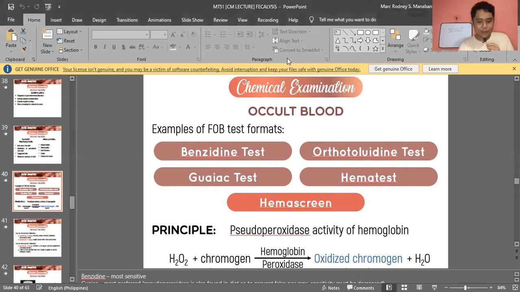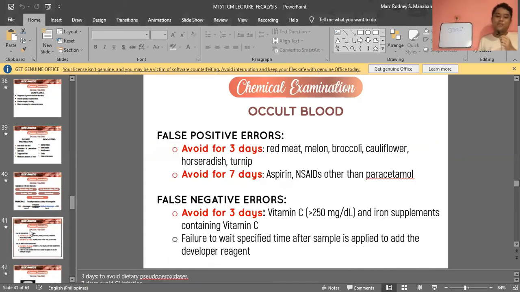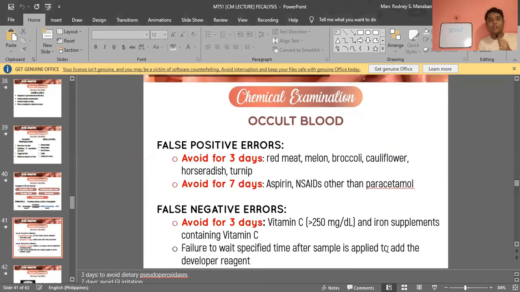Again, what are the possible causes of false positive? You already know: for 3 days, your diet itself, because these foods may contain natural peroxidases that can interfere with your method, so they act as peroxidase and the result is positive. Avoid aspirin and NSAIDs for 7 days because they can cause bleeding or irritation in the GI tract. So although bleeding is detected, it's not because of a problem in the intestine but because of a drug that irritated it. Avoid these drugs so you know the positive result is truly from bleeding in the intestine, not because you took a drug or ate something. That's for false positive.